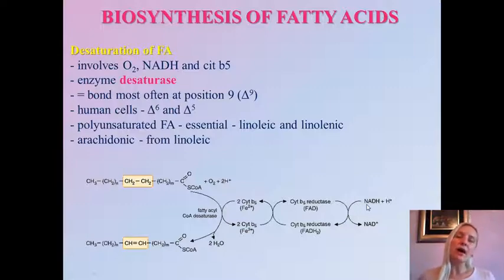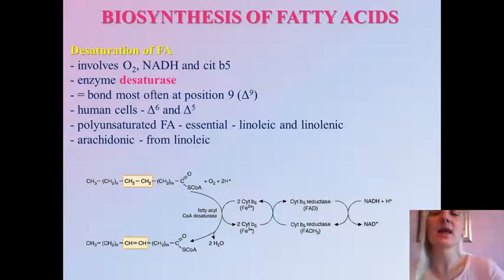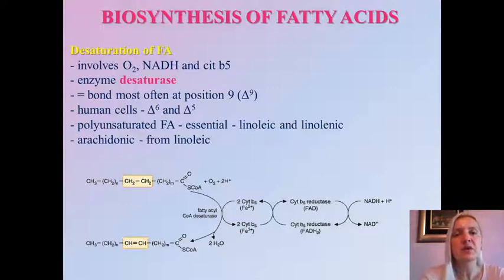But speaking about polyunsaturated fatty acids, because we cannot make double bonds at positions 12 and 15, those are considered to be essential, and you know very well that those are linoleic and linolenic, and arachidonic acid is considered to be partially essential because we can synthesize arachidonic acid, but only if we have linoleic acid as a precursor, which is going to be part of some other topics.